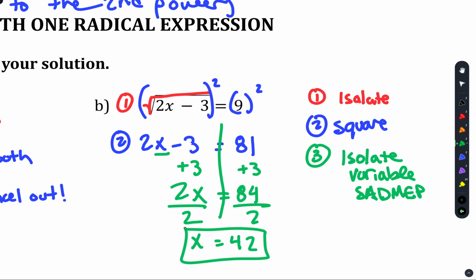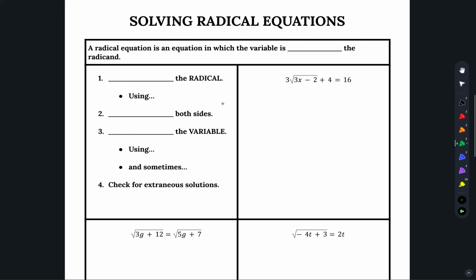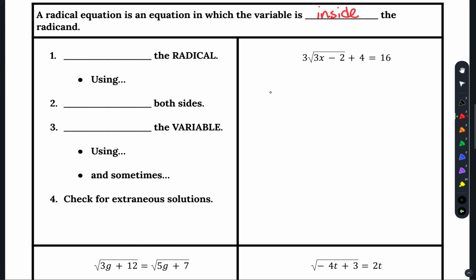Questions on that? Okay, now that we've seen all three steps, let's go fill that in really quickly. A radical equation, again, is an equation in which the variable is inside of that radicand. And then here are our steps. Number 1, what should our first step be every single time we do one of these problems? Isolate the radical. We do that using reverse order of operations, SAD-MEP.